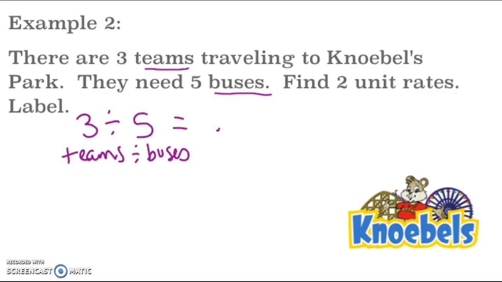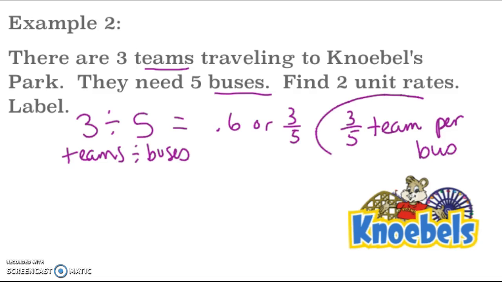So this would be 0.6 or 3/5. This would mean that you get 3/5 of a team per bus. So if you only have one bus, you're going to fit 3/5 of a team on it. Not the whole team, the whole team won't fit, but 3/5 of the team will.